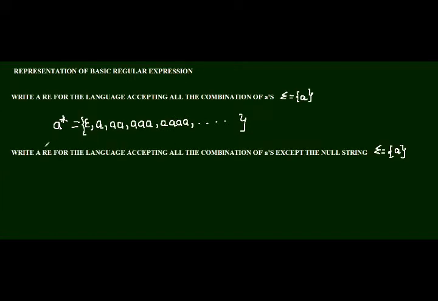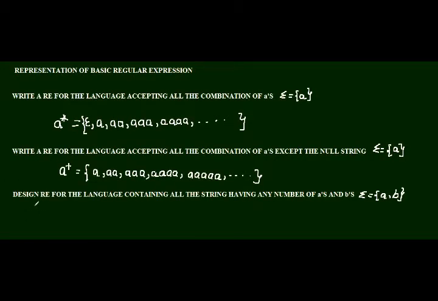One more question written over here. Write a regular expression for the language accepting all the combination of a's except the null string over the set sigma is equal to a. So here I have to write all the combination of a, that is a, a square, a cube, a power 4 and so on, except this null string. So we can rewrite this as a power plus.